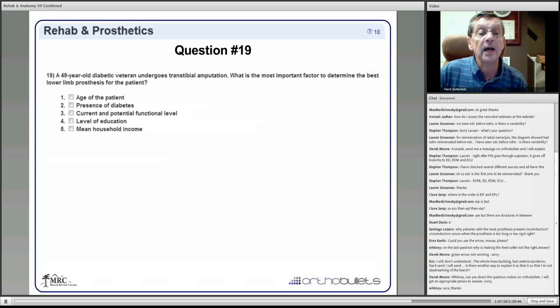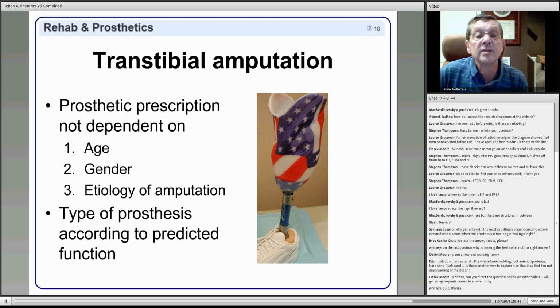A 49-year-old diabetic veteran undergoes transtibial amputation. What is the most important factor to determine the best lower limb prosthesis for this patient? Now remember, he's diabetic and he probably has other comorbidities.